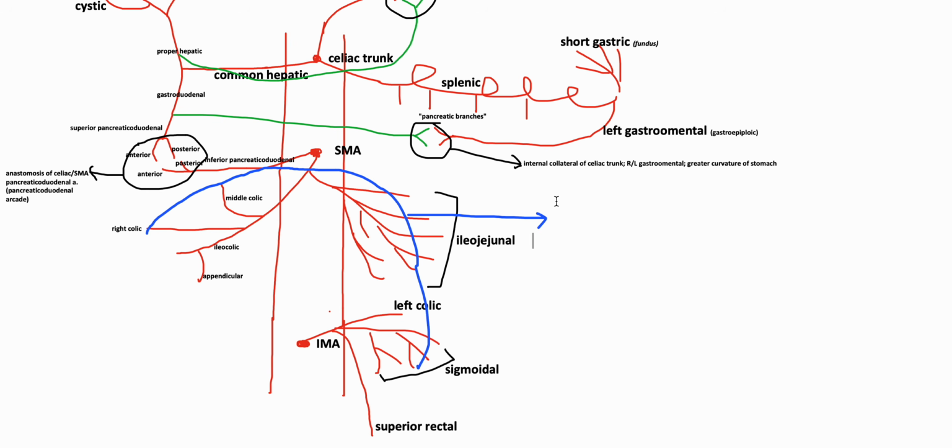The exact branches that contribute to this arcade we will not be focusing on, but the main idea is to know that both branches of SMA and IMA contribute to that. So marginal of Drummond, or just marginal artery of Drummond.